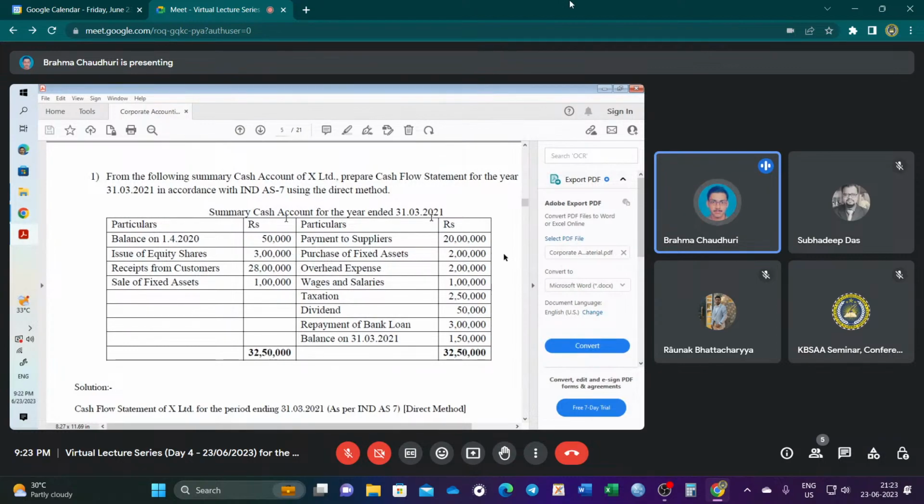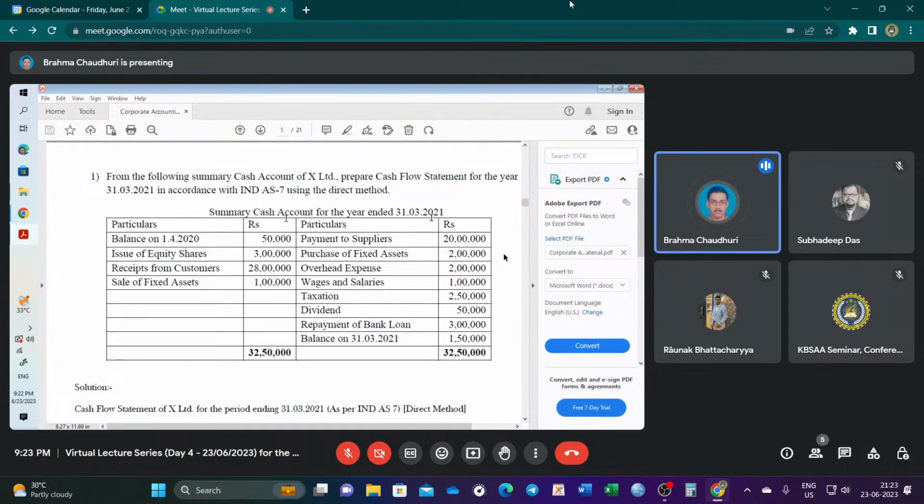So before we embark on this journey of preparation of cash flow statement, we will have to identify which of these cash inflows and outflows are the operating activities, which are the investing activities, and which are the financing activities.